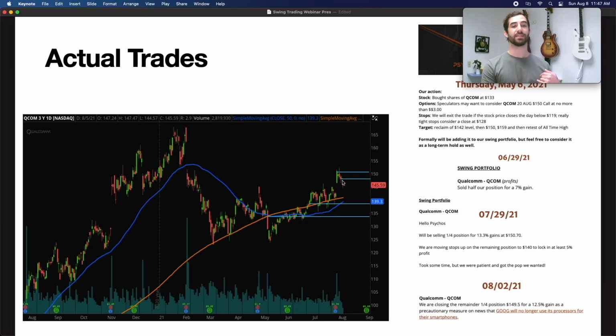And since this is a swing position, guys, we don't want to hold and see what's going to happen with Google and Qualcomm, and what's going to happen to the stock price.